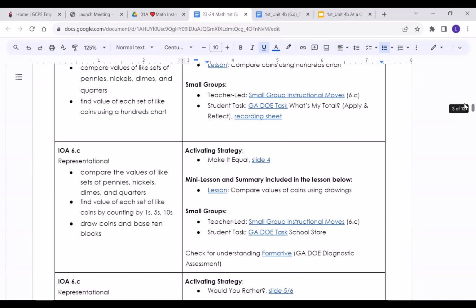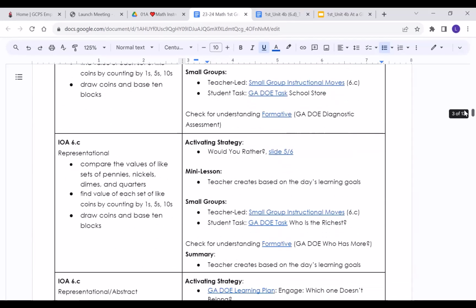The important thing to remember is that in first grade, the sets of coins that students are working with will always be the same coins. For example, 4 nickels compared to 3 dimes. Throughout the unit, you'll also see activating strategies that will continue to build students' understanding of the attributes and values of the coins, specifically the quarter, comparing the values of individual coins, and comparing the values of like sets of coins.